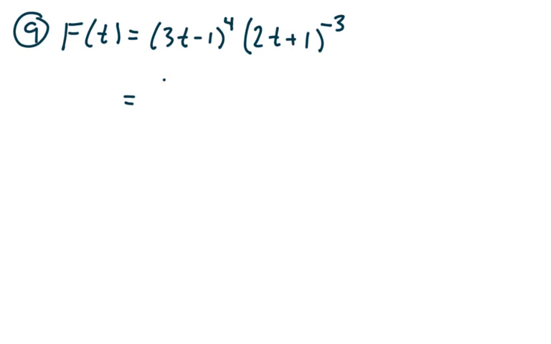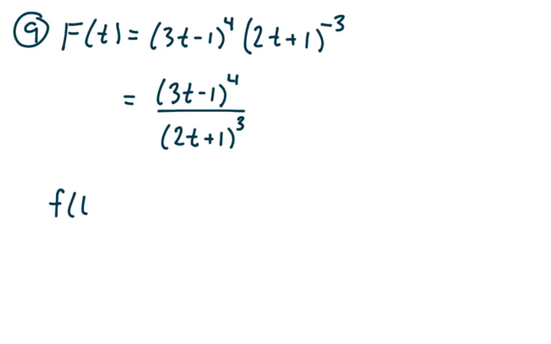And I'm going to write this as (3t minus 1) raised to the fourth divided by (2t plus 1) to the third power. Now, this is a chain rule combined with quotient rule. Now, just so we don't get overwhelmed with this, I would look at it this way. Now, f of t is 3t minus 1 to the fourth.